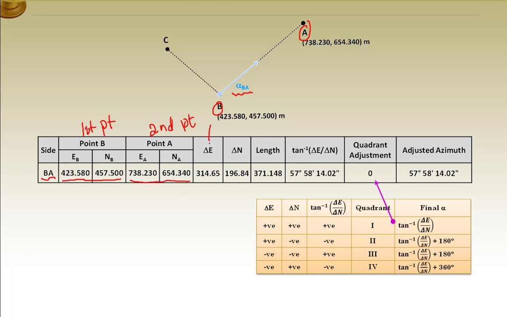What is delta E? Delta E is the E of the second point minus the E of the first point. So it is 738.23 minus 423.58, and this will give you 314.65. Let's see the delta northing. Actually, what we are calculating now, we are calculating these.